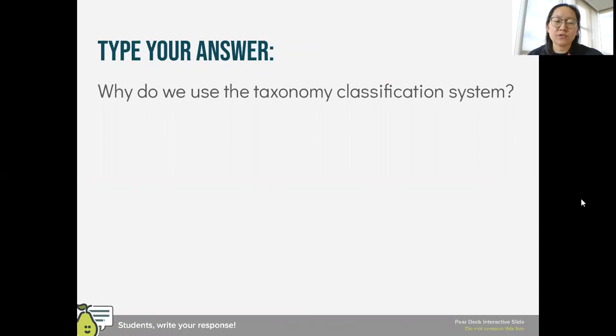As a summary of the past few slides that we just went over, I do want you to pause and then go ahead on this slide, write, why do we use the taxonomy classification system? What is it used for, and why is it useful? There were multiple reasons that I went over, but I want you to pause and type out an answer for me.